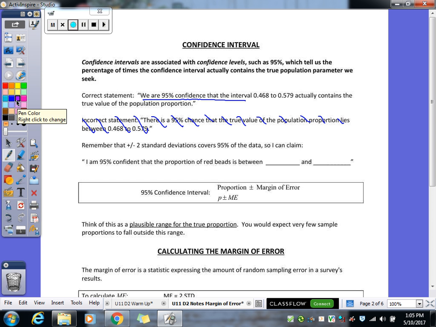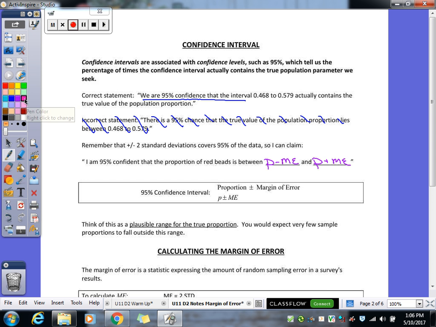So remember that plus or minus 2 standard deviations covers 95% of your data, which I went over on my little picture up on the first page. AP Stats guy just went over it also. So I am 95% confident that the proportion of red beads is between: you want to take your p-hat and subtract your margin of error, which is 2 standard deviations, and you want to take your p-hat and add your margin of error to it, which again is 2 standard deviations. So you're subtracting and you're adding your margin of error.